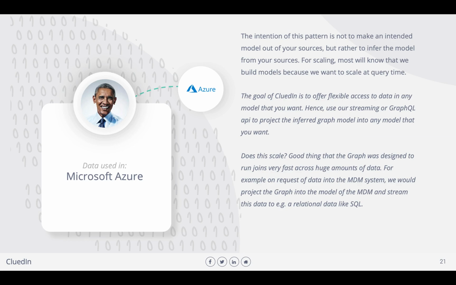Maybe it's a SQL database. Now, that's fantastic because we know the model and we know that relational databases require a schema. So we can construct that perfect schema in our SQL database, and we can project that perfect model out of the graph store to fit into that model.